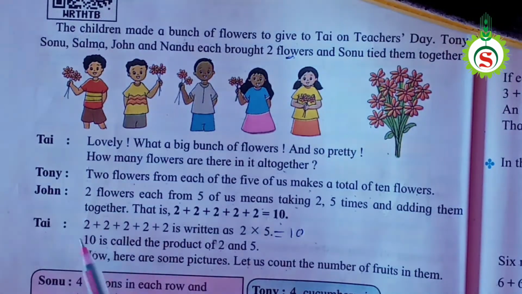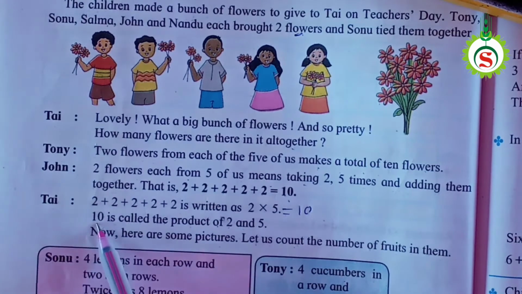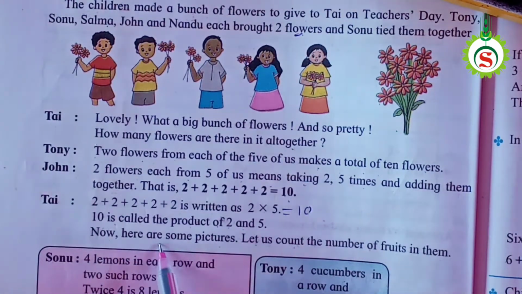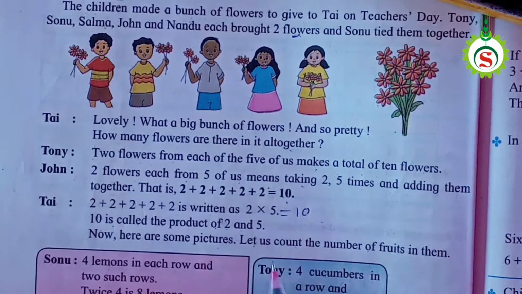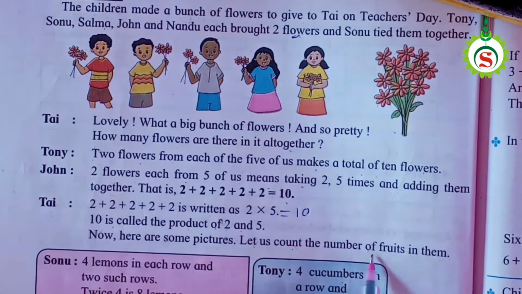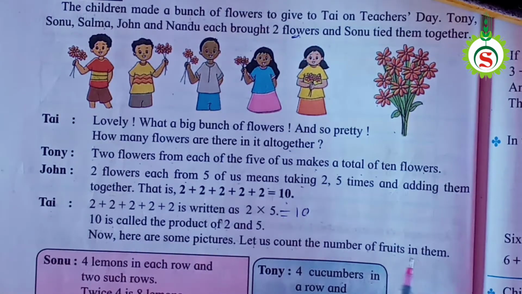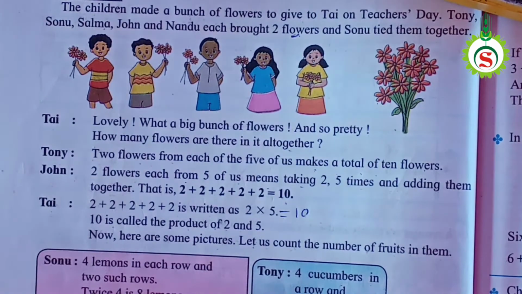Teacher says 2 plus 2 plus 2 plus 2 plus 2 is written as 2 multiplied by 5 equals 10. 10 is called the product of 2 and 5. Now here are some pictures. Let us count the fruits in them. See the first picture.